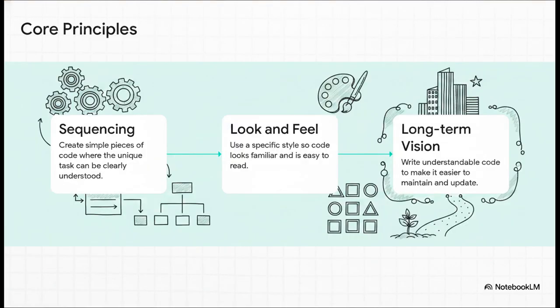This whole philosophy really breaks down into three big ideas. First, sequencing. The norm forces you to write simple, step-by-step instructions. Second, look and feel. It creates this universal 42 style so anyone can read your code without a headache. And third, long-term vision. This is all about writing code that's easy to fix and update later, a skill that is absolutely crucial for your entire career.